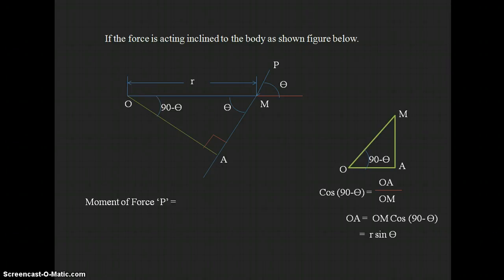Now the moment of force becomes the product of force P into the perpendicular distance R sin theta. Here we got the perpendicular distance OA as R sin theta. So finally, the product of force into the perpendicular distance from point O to the line of action of the force gives the moment of force P.